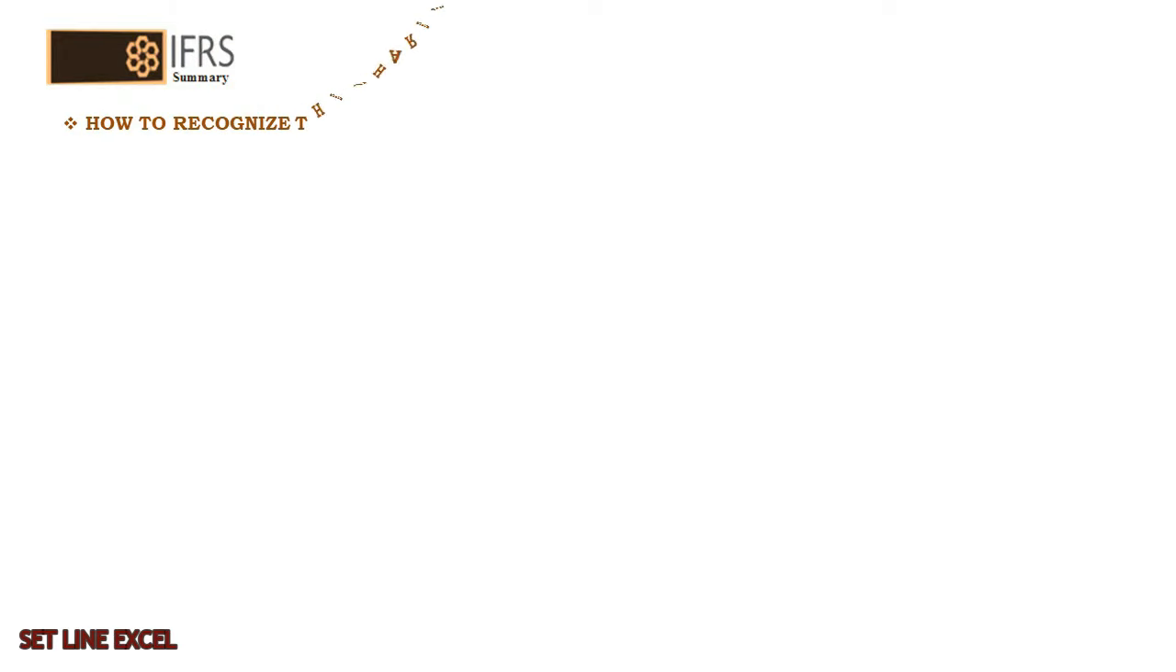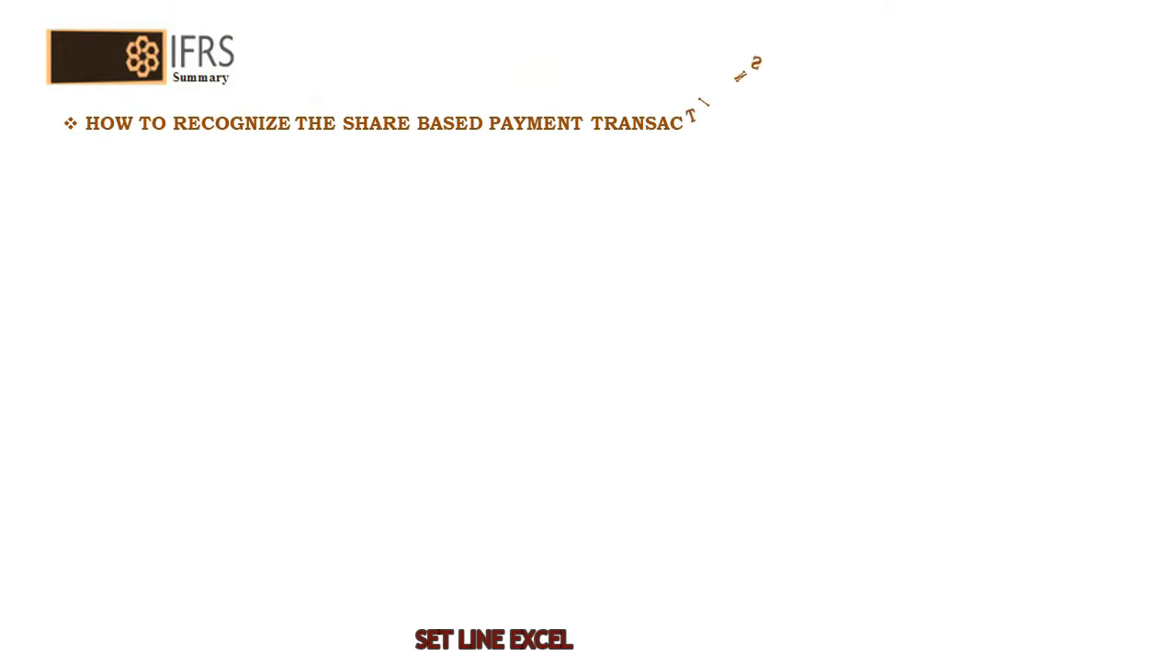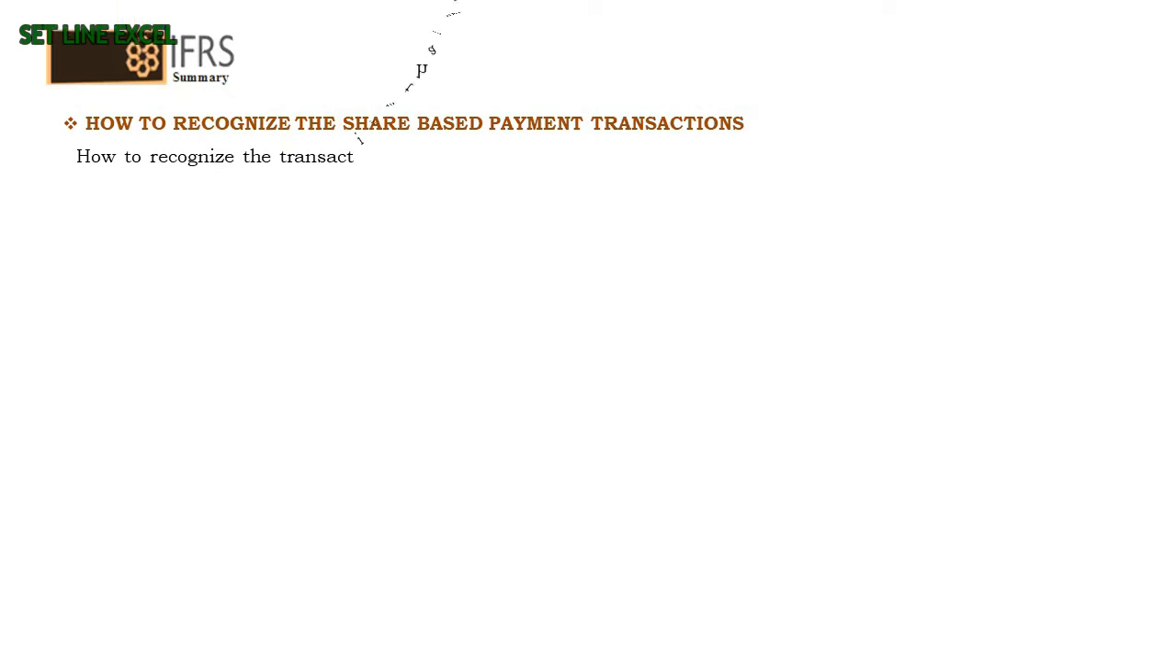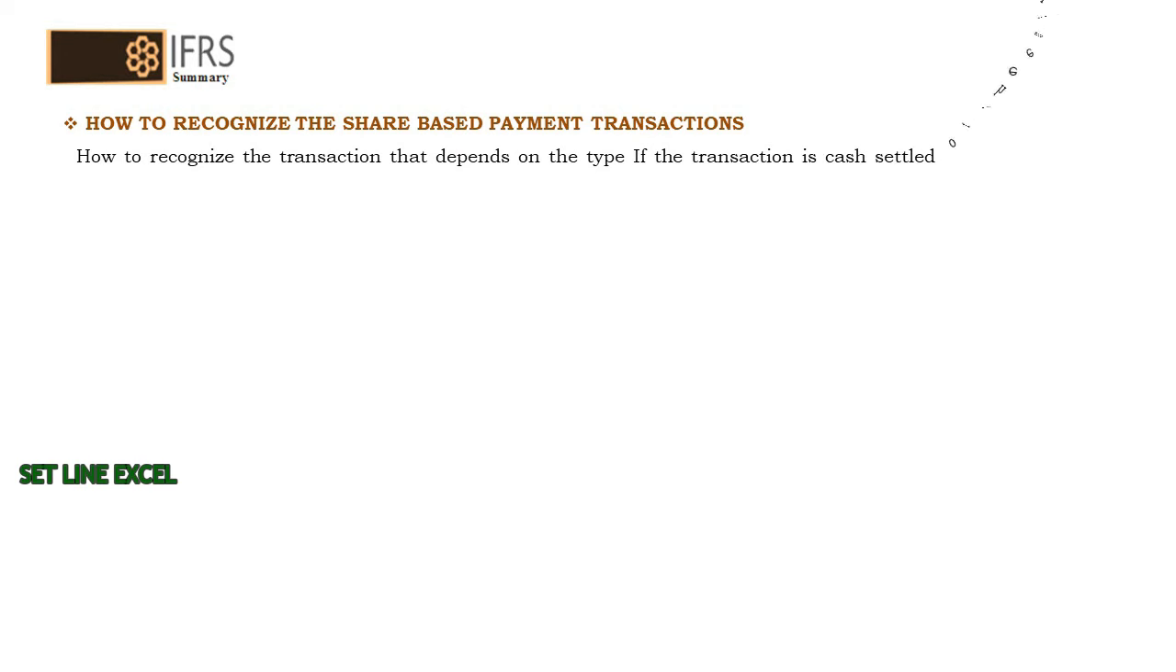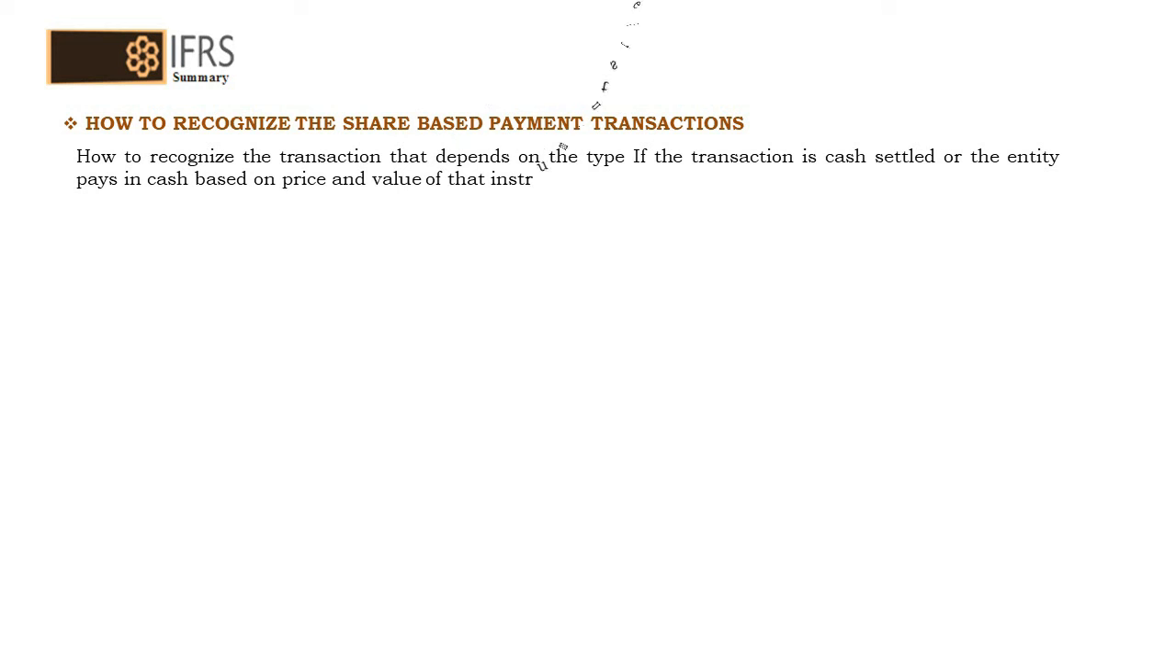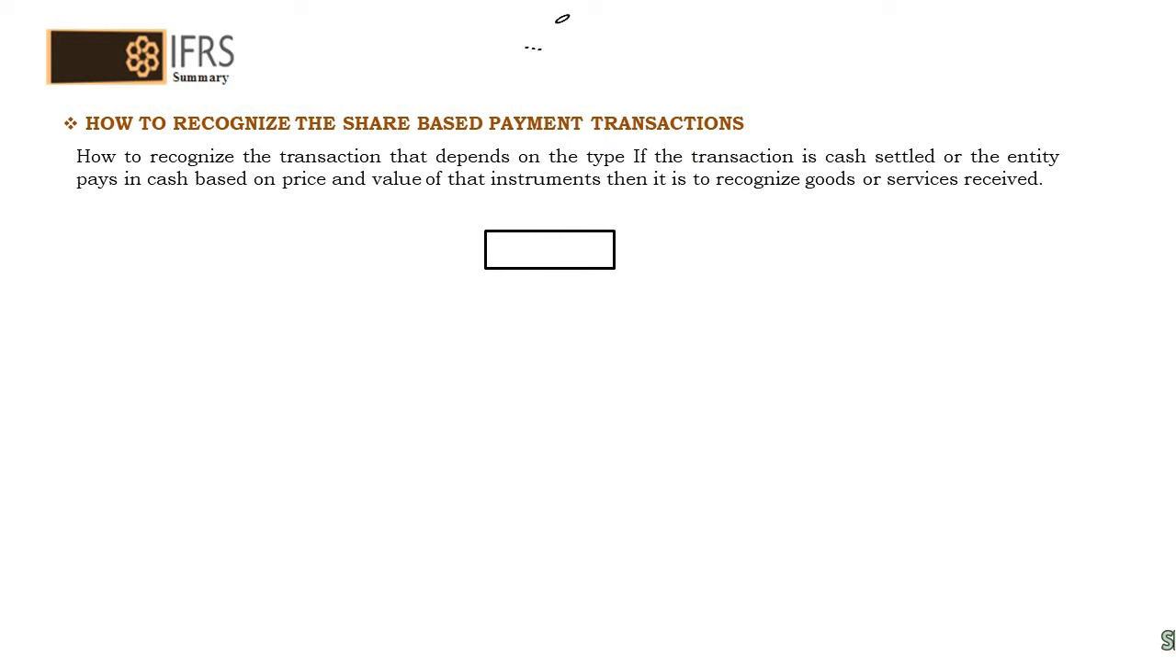How to recognize the share-based payment transactions. How to recognize the transaction depends on the type. If the transaction is cash settled, or the entity pays in cash based on the price and value of those instruments, then it is to recognize goods or services received. How? Cash settled.